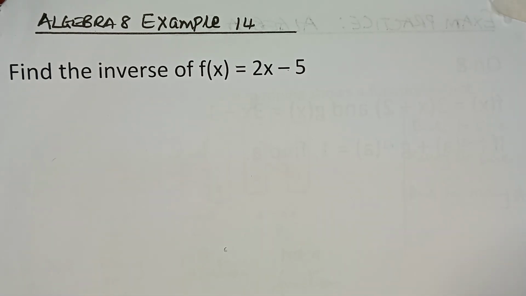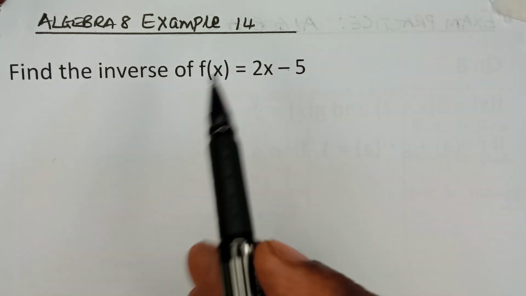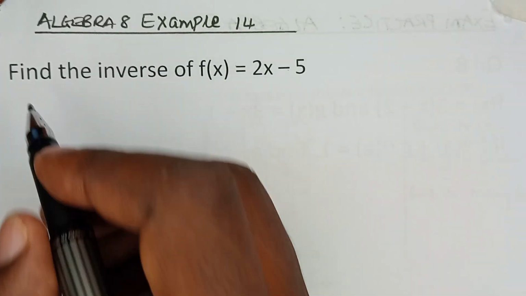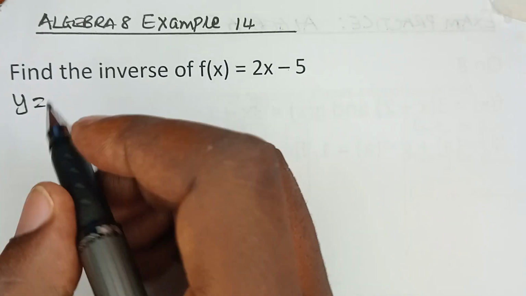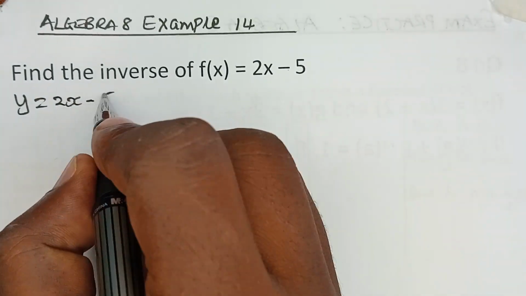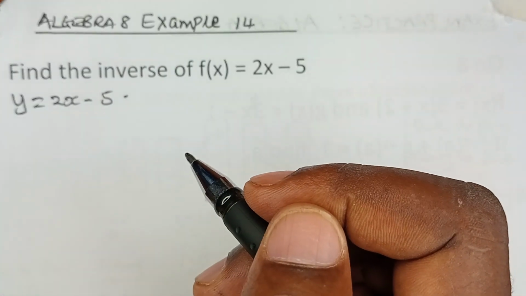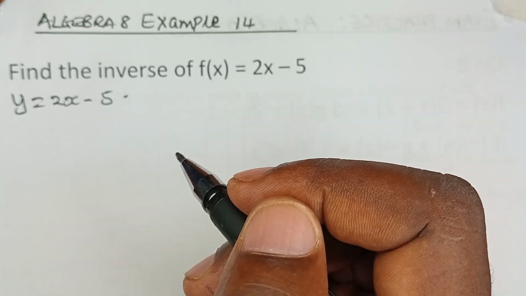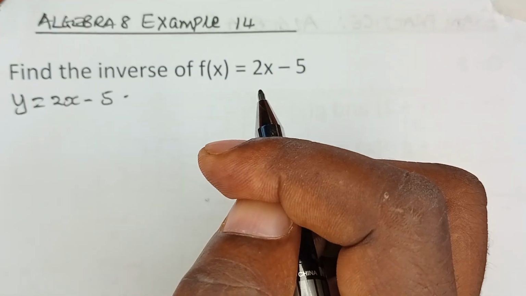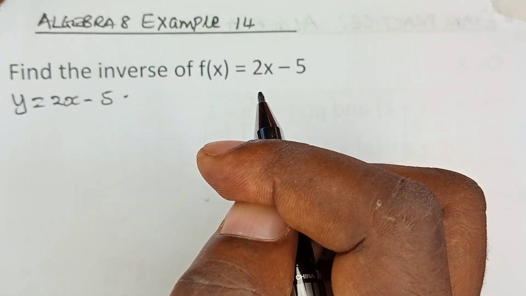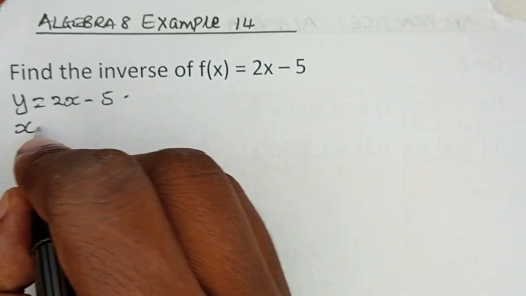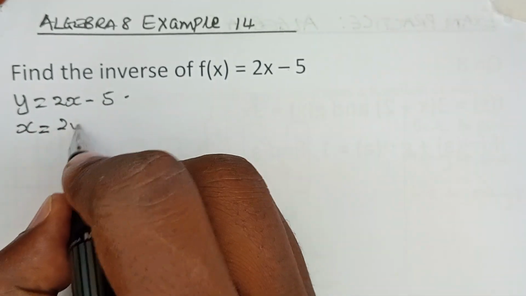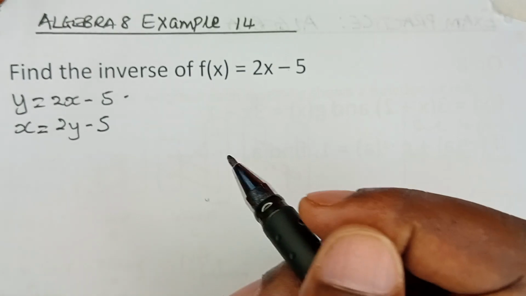We have 4 steps of obtaining the inverse of a function. First of all, step number 1, you write the function given in terms of y. So we have y is equals to 2x minus 5. Step number 2, we interchange x and y. So whatever we have as y will become x, and whatever we have as x will become y. So we have x is equals to 2y minus 5.